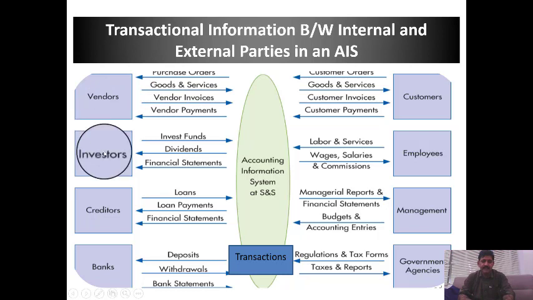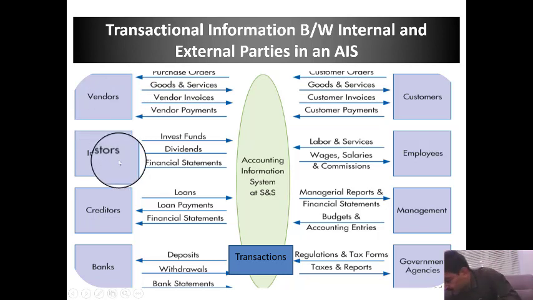Next is investors. Sorry for the interruption. Investors give funds to the organization, and the accounting system basically records the investment. This is also information: how much investment, and in what currency. So the accounting information system captures the data, the transactions taking place between investors and the company.